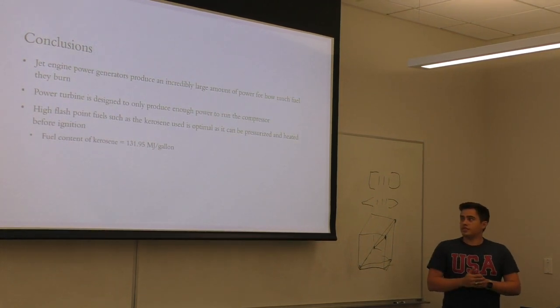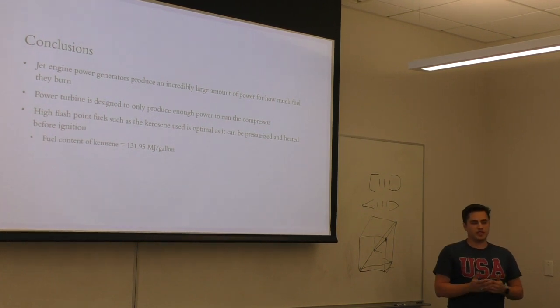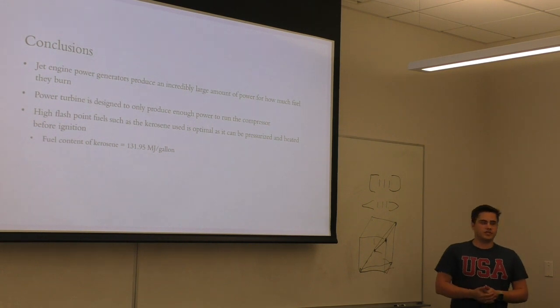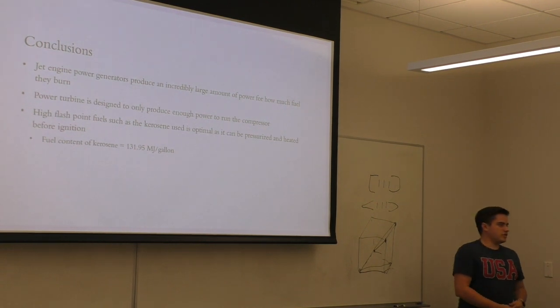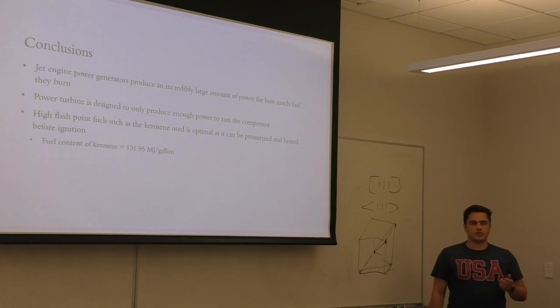Something that was interesting to note was that there's definitely a benefit to using high flash point fuels such as kerosene or diesel, if that is possible, as you can pressurize these fuels and add heat to them before they ignite, and so therefore you're able to put more energy into the system. Just for reference, the fuel content of kerosene is about 132 megajoules per gallon.